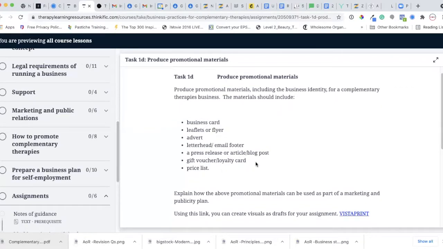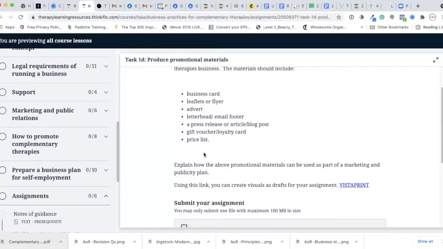So I've actually got City and Guilds, I'm very proud of this, to change this assignment. So they've put in here a press release, an article or a blog. Can't remember what they had before. And also the letterhead, because very, very few people actually use letterheads anymore. An email footer, if you're going to send out emails to people, is much more powerful. So you can do your own email footer and add that.